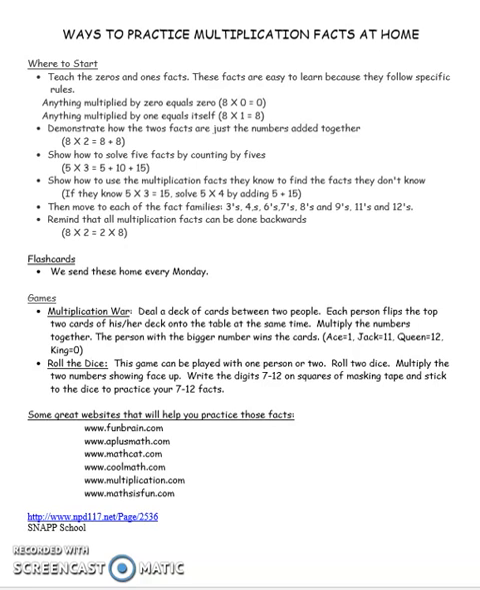at home. The first one is Multiplication War, and you have to have a deck of cards. So 2 people flip 2 cards, and the student must multiply the 2 numbers on each card and get the answer. The rules for the bigger cards are listed here. The ace equals 1, jack equals 11, queen equals 12, and the king equals 0.